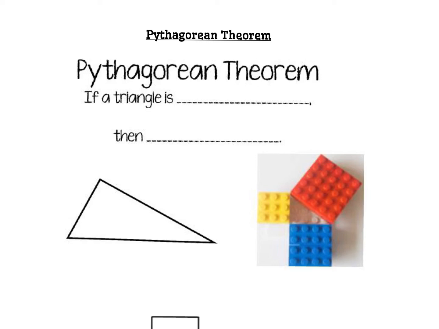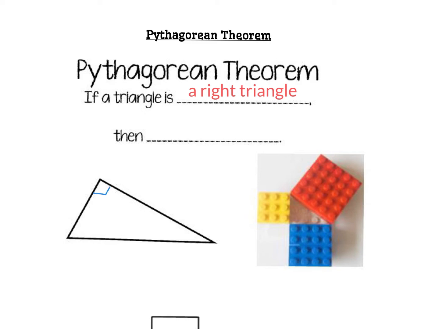Okay, let's talk Pythagorean theorem. Pythagorean theorem is actually pretty neat, and it starts with a classification of the type of triangle. If a triangle is a right triangle, then we're going to find a pattern within its sides. So it's important that we know specific things about a right triangle.